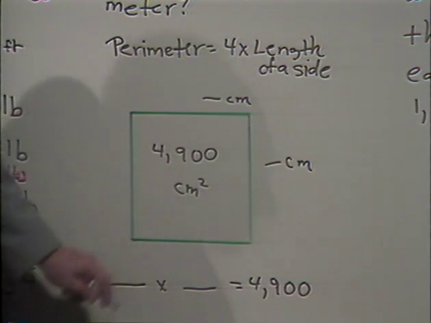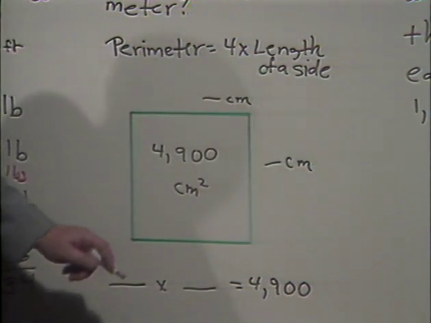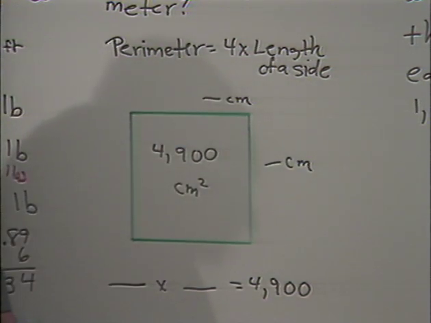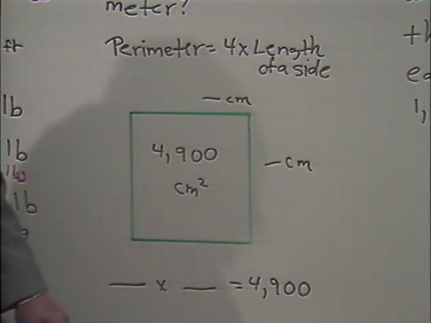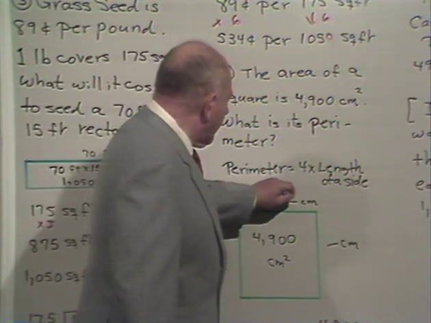Square centimeters means centimeters times centimeters, so the length of the side is in centimeters. The only problem that remains is, what number do I have to multiply by itself to get 4,900? Well, you may have recognized that 7 times 7 is 49, and 10 times 10 is 100. So you may have recognized that maybe the number you want over here is 70.